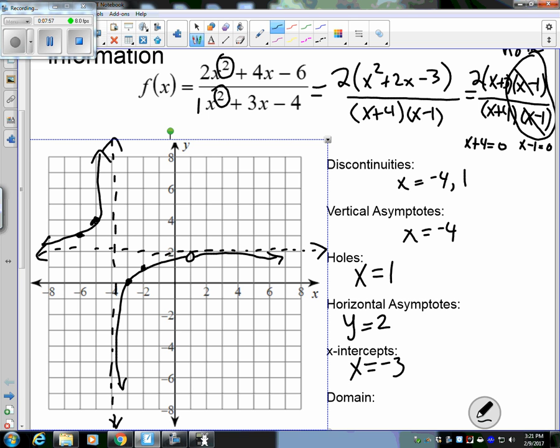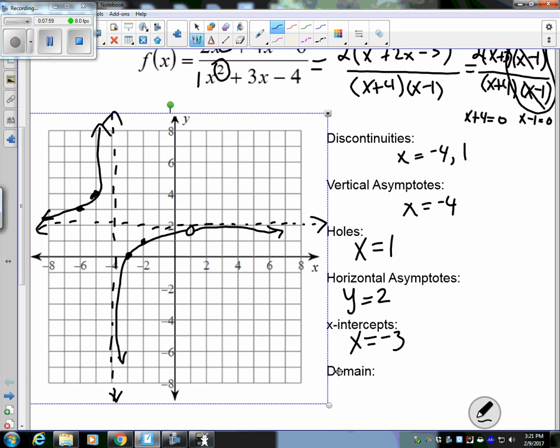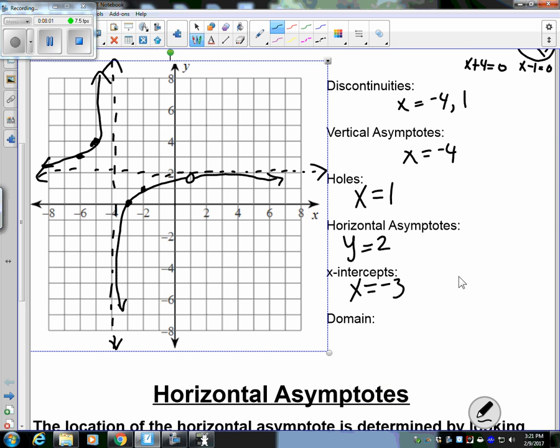The domain is all real numbers, always. So x is all real numbers, that's an R, except x cannot equal, and you say the discontinuities where you have a vertical asymptote and the holes. It's negative 4 and 1.